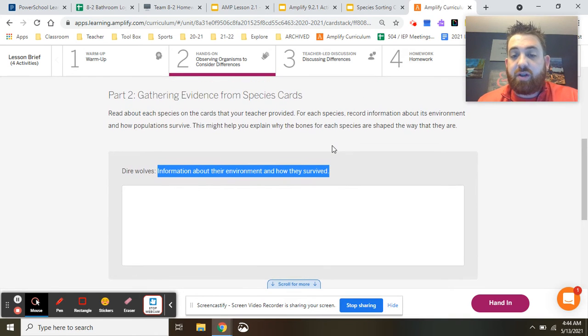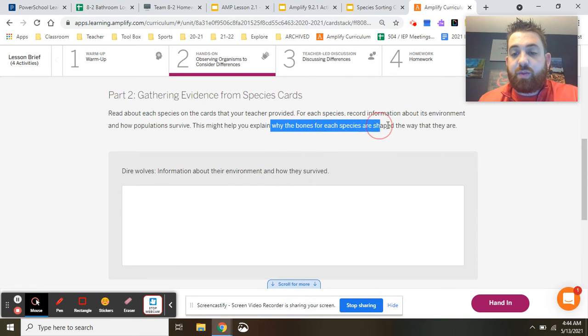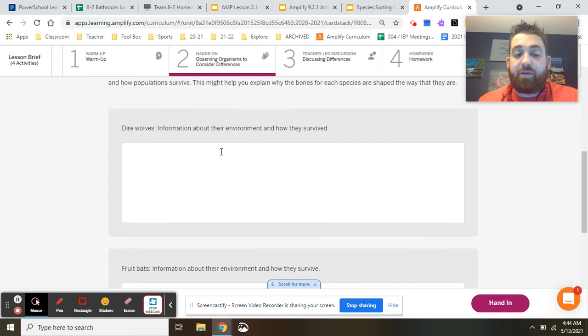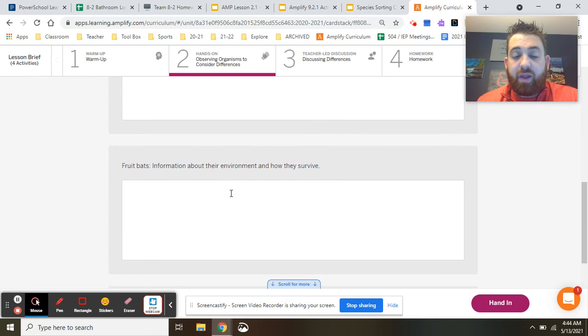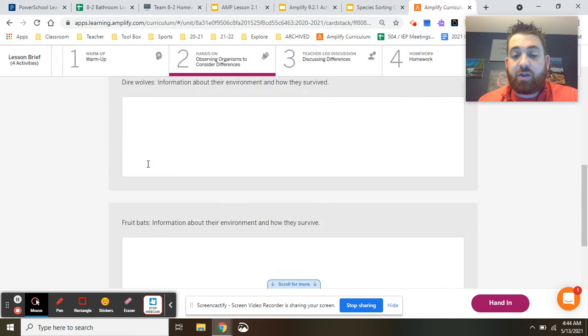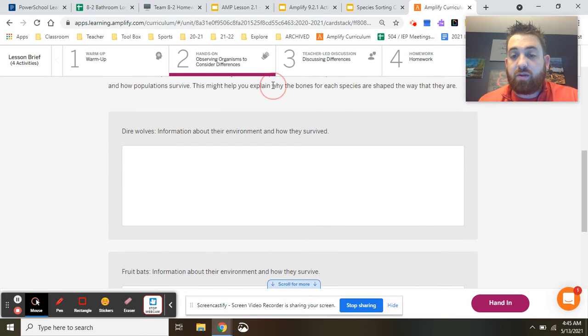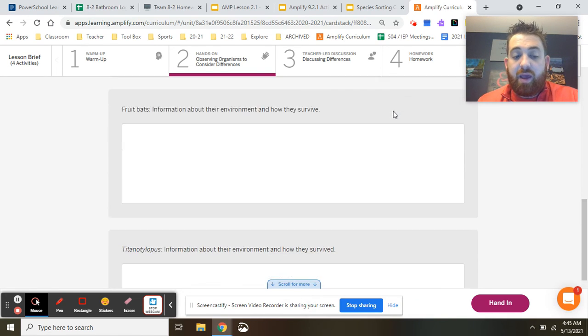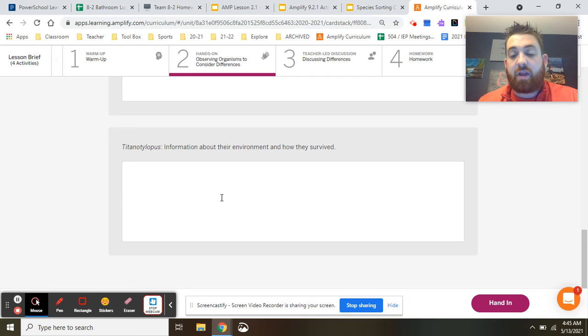This information is going to help us figure out why the bones for each species are shaped the way they are. So if we're looking for something to focus on, we're trying to explain why the bones for each species are shaped the way they are. We'd start with a dire wolf, find that evidence, type it up. We then go to the fruit bat, find that information about why their bones are shaped the way they are, and then move on to our prehistoric camel.